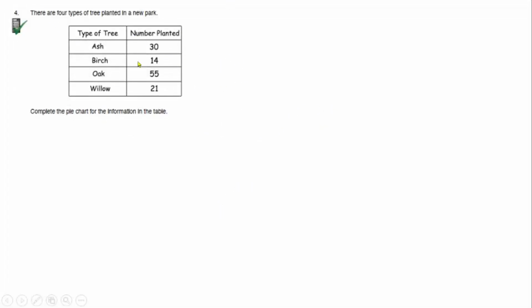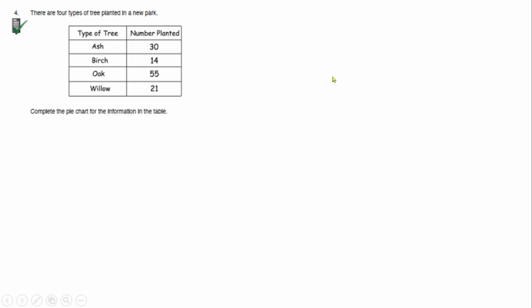So we have another piece of information here that says there are 4 types of trees planted in New Park. So type of tree, we have ash, beech, oak, and willow, and the number planted are these. So we have to complete the pie chart for the information in the table. So we have to prepare a pie chart for this information here.